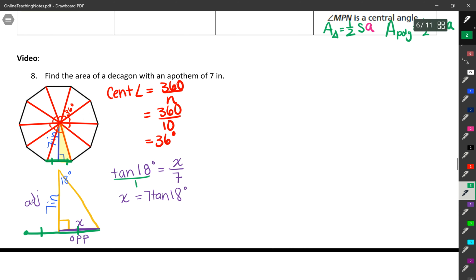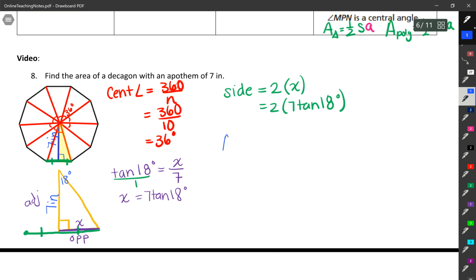So that means that the side length is going to be 2 times x. So it's 2 times 7 tangent of 18 degrees. Okay, so now to use my formula, the parts that I needed, I have. So my formula is the area is equal to 1/2 number of sides times the side length times the apothem.